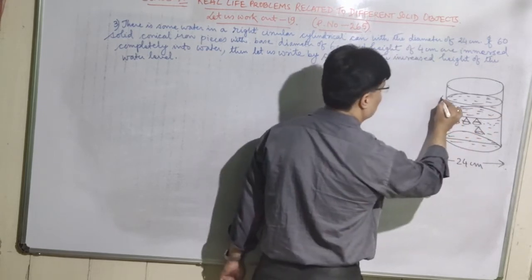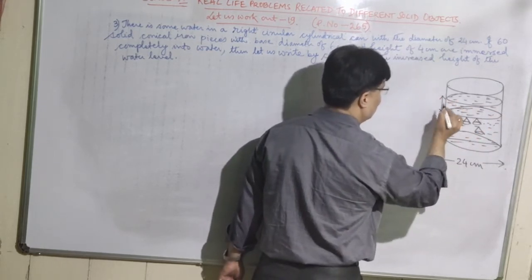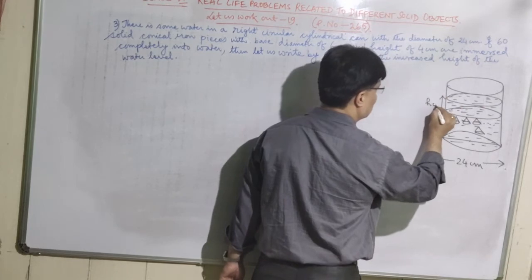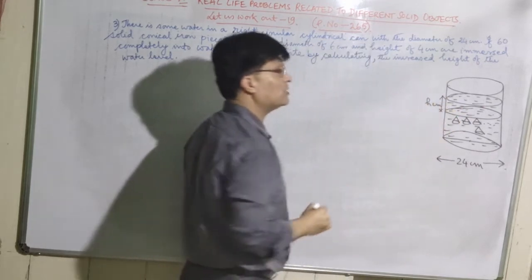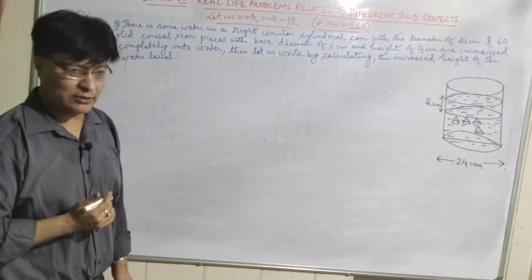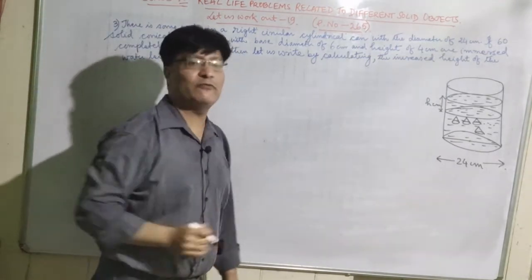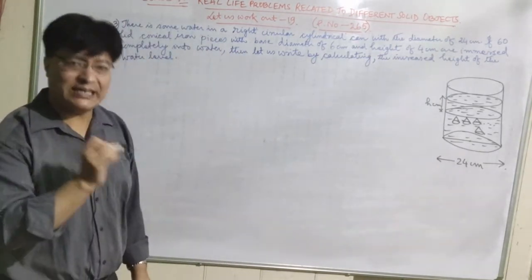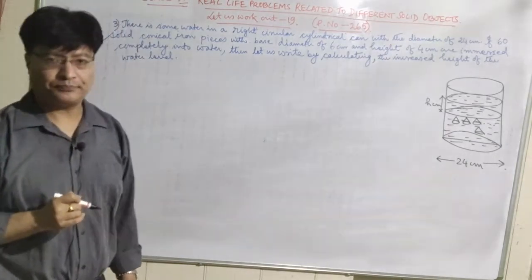Suppose the height of the water level is raised by h centimeter. So you have to find out the value for h. You have to find out the increased height of the water level.